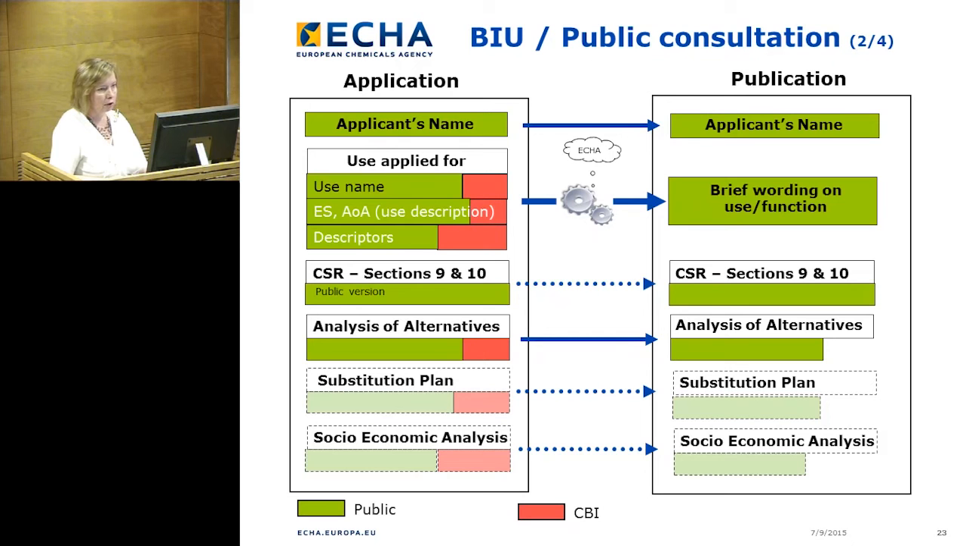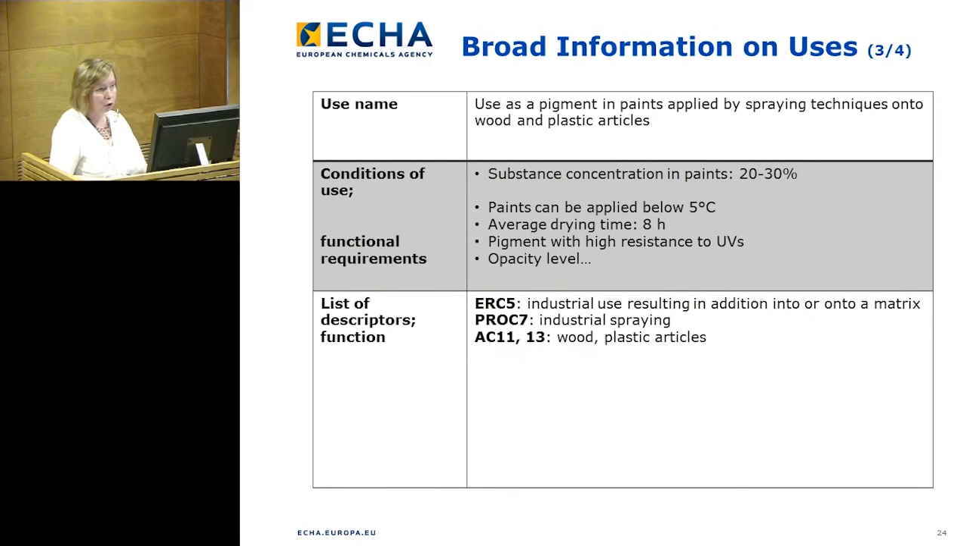CSRs, analysis of alternatives, substitution plan, and socioeconomic analysis are also among the documents that will be published on our website. So basically, this is the structure of the broad information on uses, the text would be like that. We prepare it as a Word document, so it's not a table form, but those are the elements of the content. And this middle part is the one where the input from the applicant is mostly beneficial.